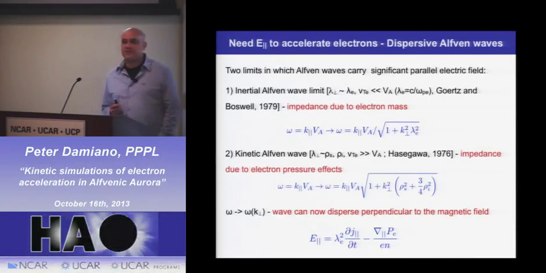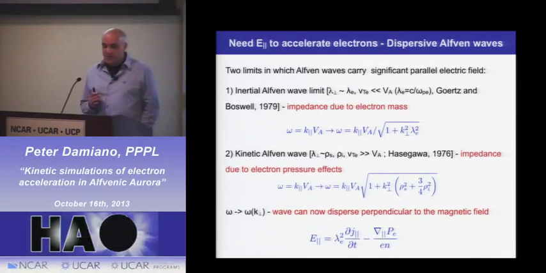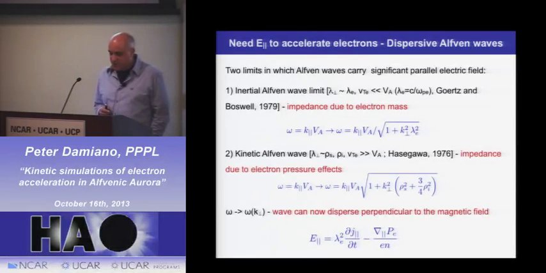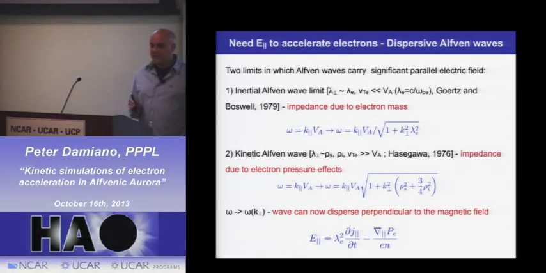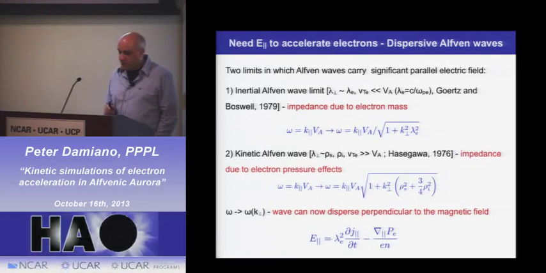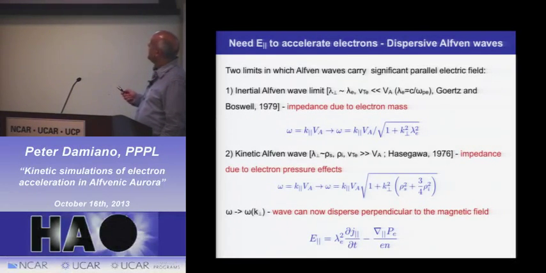Traditionally, Alfvén waves do not support a parallel electric field, but there are two limits in which a parallel electric field can be supported by these waves. The first of these was identified by Goertz and Boswell in 1979, the inertial Alfvén wave limit. And then the other one is Hasegawa in 1976, with the kinetic Alfvén wave limit.